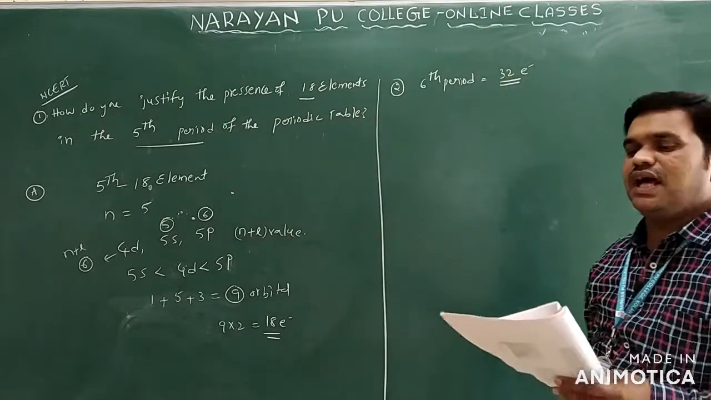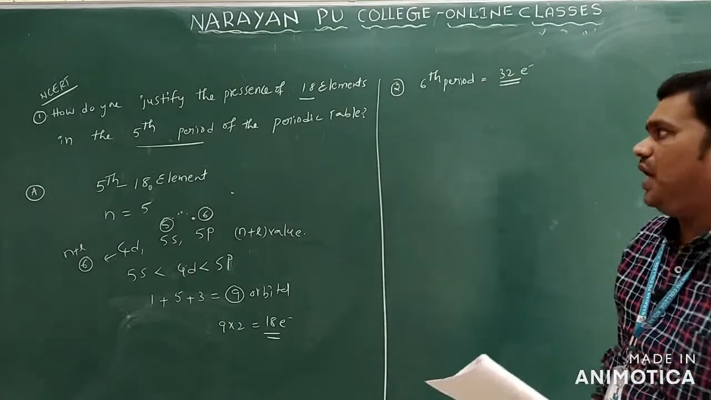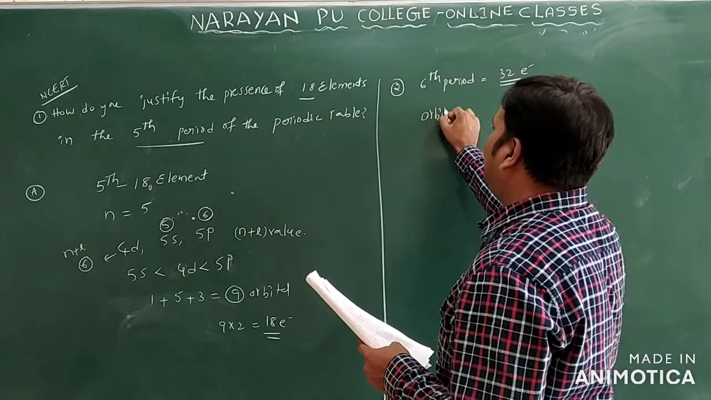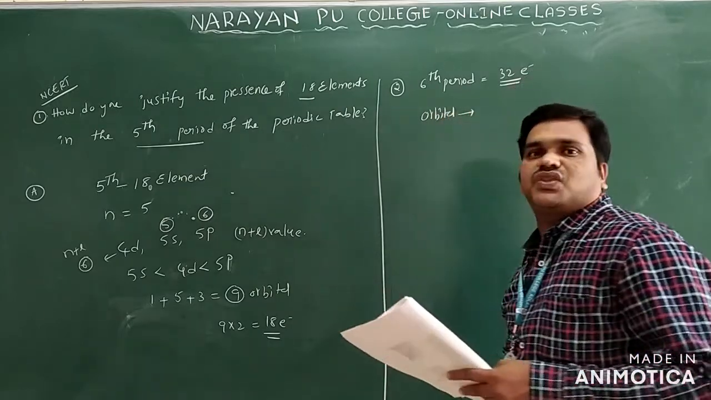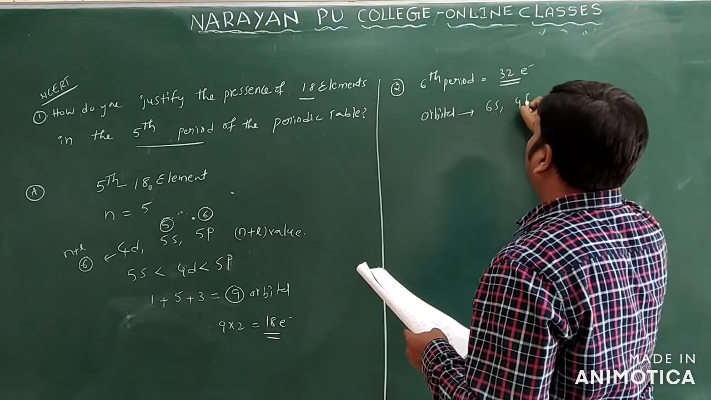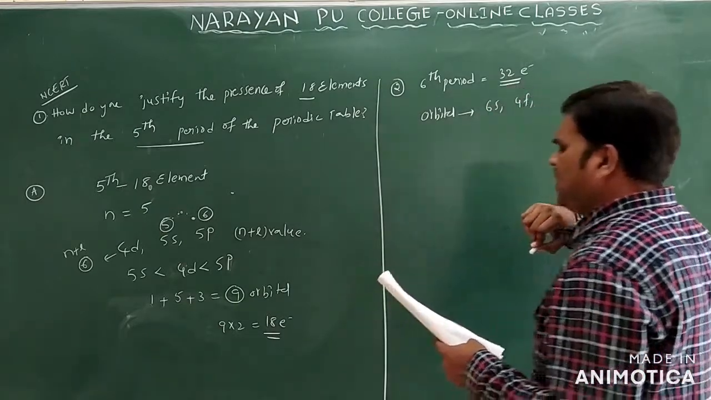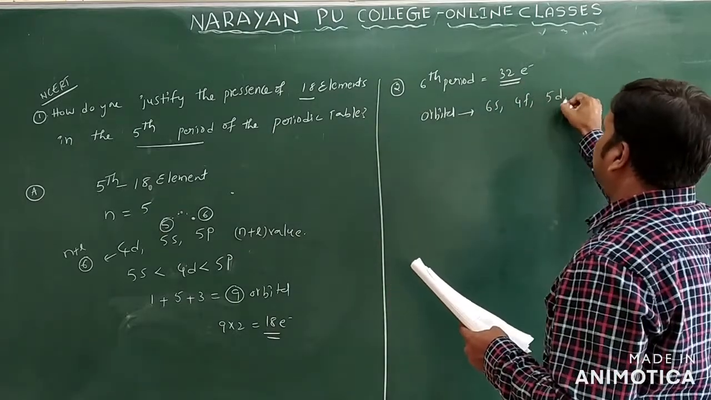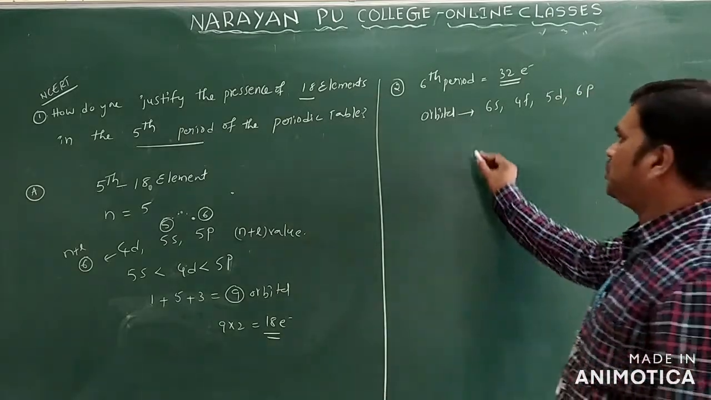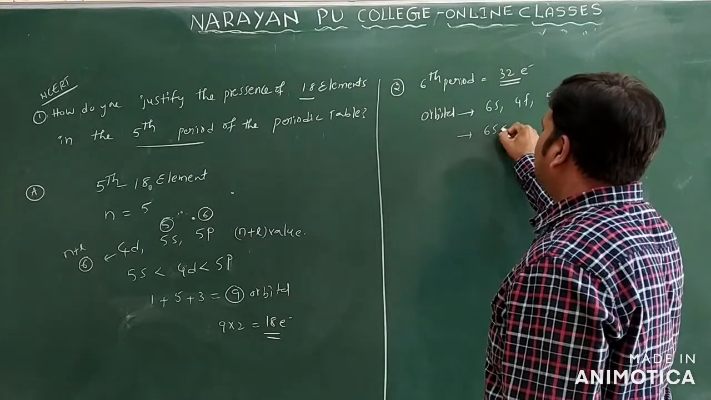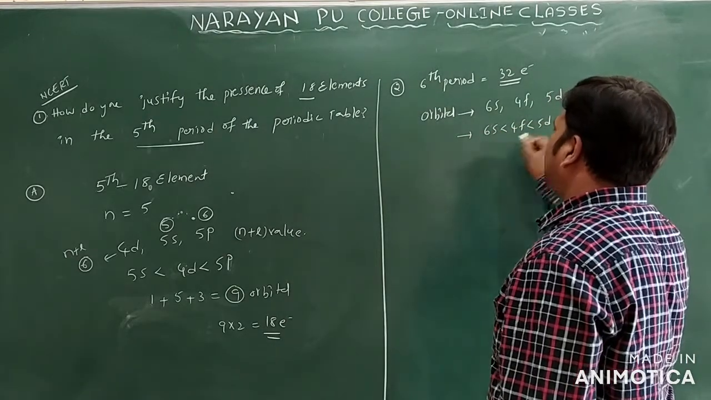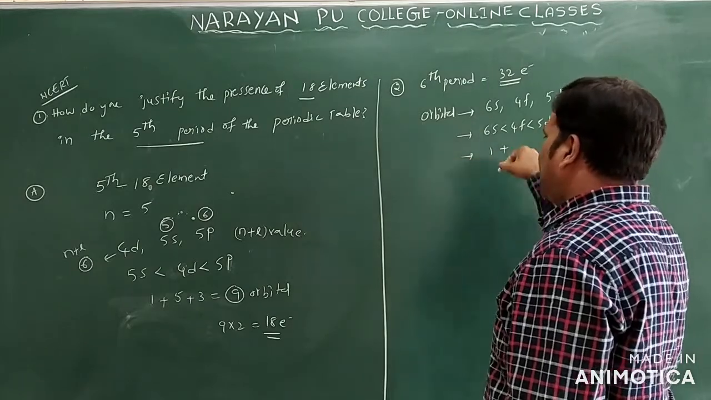This we can say is the longest period we have. So what orbitals can be present in this sixth period? In the sixth period we have 6s, 4f, 5d, and 6p. This is generally the filling of electrons. What can you write here? 6s less than 4f less than 5d less than 6p.